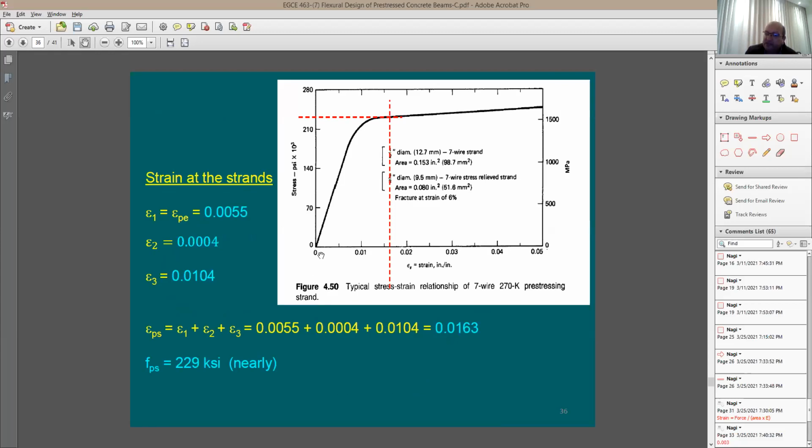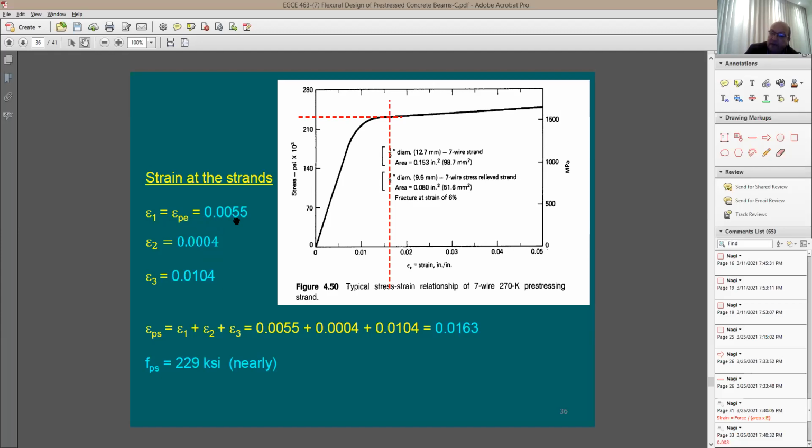Let's look here at the stress-strain relationship for the strands, which is completely different from that of the conventional rebar, because you don't really have an actual yield point, right? It is not well defined. It's not very accurate. So first, at the beginning, at the effective pre-stress, you're going to be at this value, which is 0.0055. This is what you apply first.